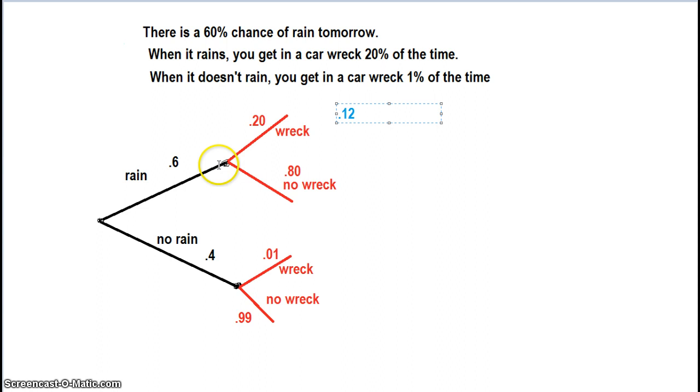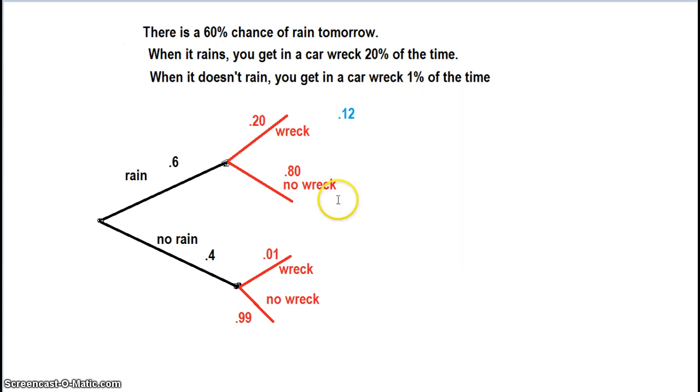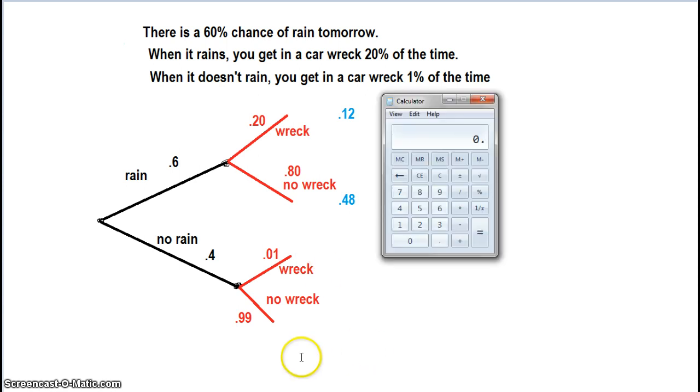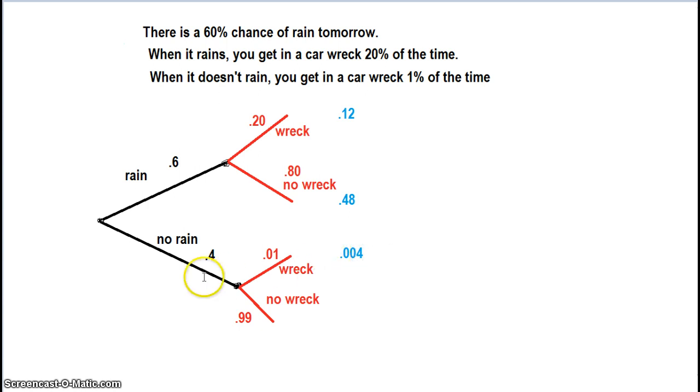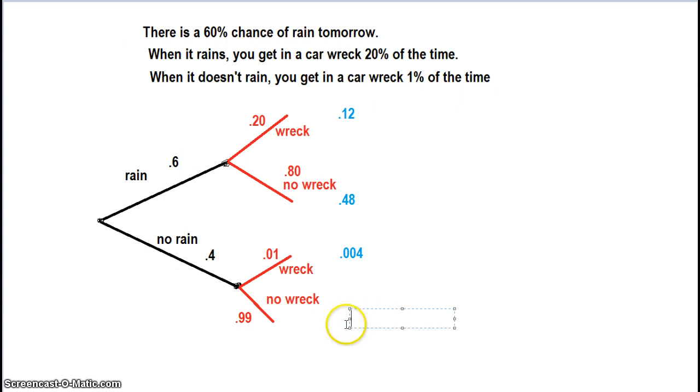What's the chances we go along this path? Well, 0.6 and then times 0.8. 0.6 times 0.8, 0.48. So there's a 48% chance that this is the path we take. What's the chances that this would be the path? 0.4, 40% of the time there'll be no rain, and then 1% of that time you'll still get in a wreck. So 0.4 times 0.01, 0.004. And then what's the chances that tomorrow there's no rain and no wreck? That's what we want. That would be 0.4 times 0.99, 0.396.